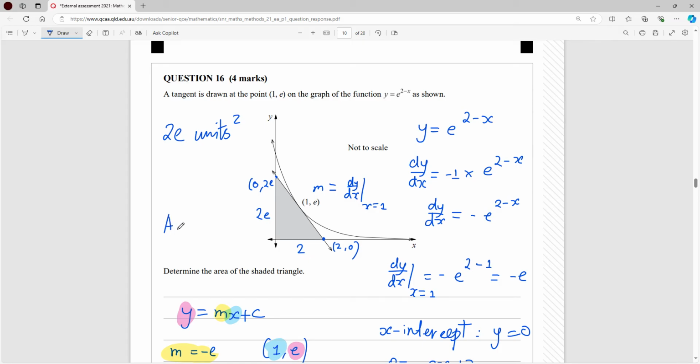Now, area of a triangle is a half base times height, okay? So area is a half times the base, which is 2. That will cancel out immediately, times the height, which is 2e. So here that cancels out, and you get the exact same answer as if you were to do the integral.